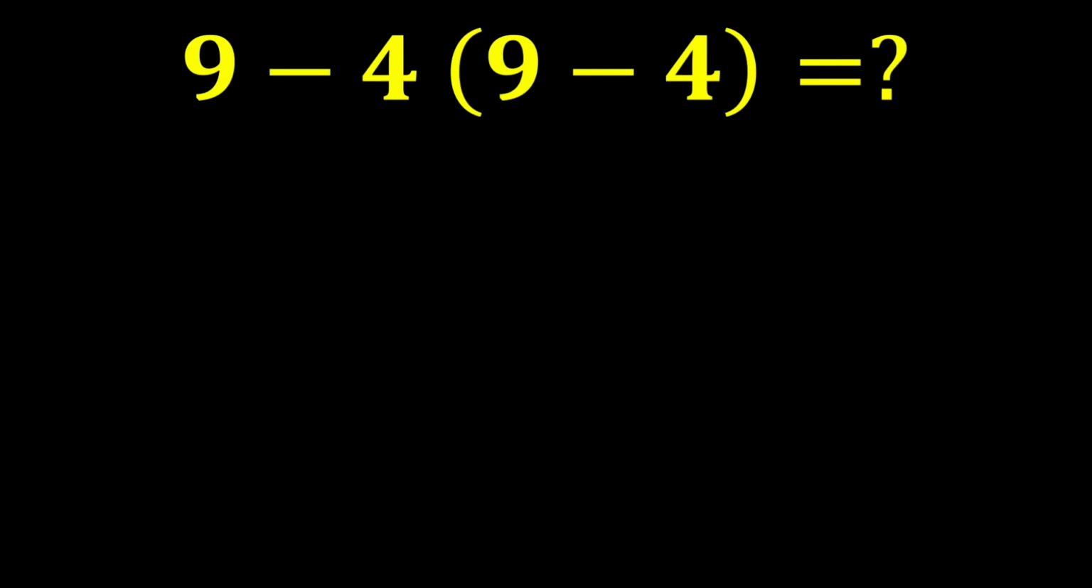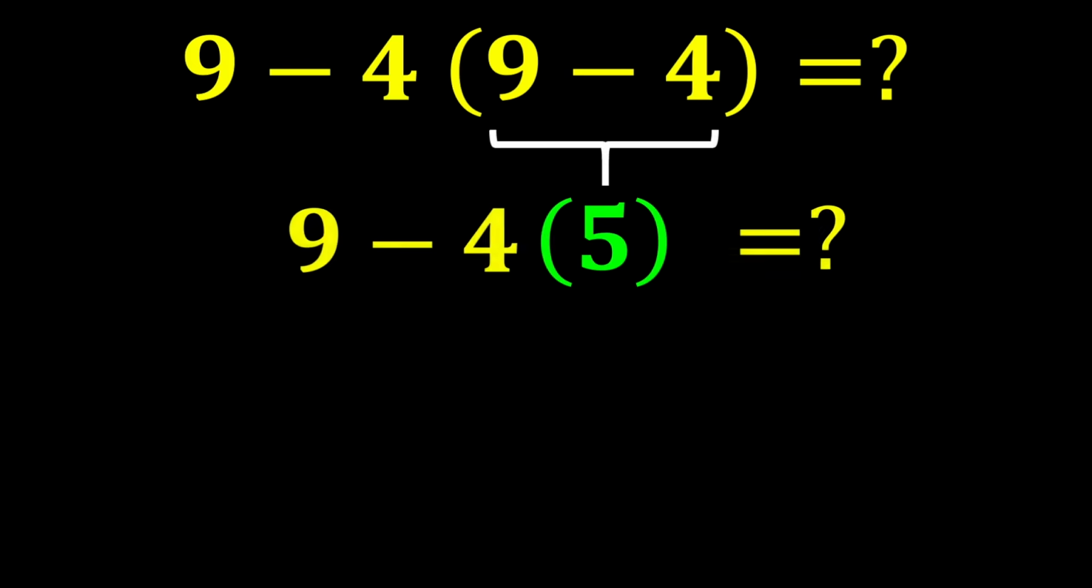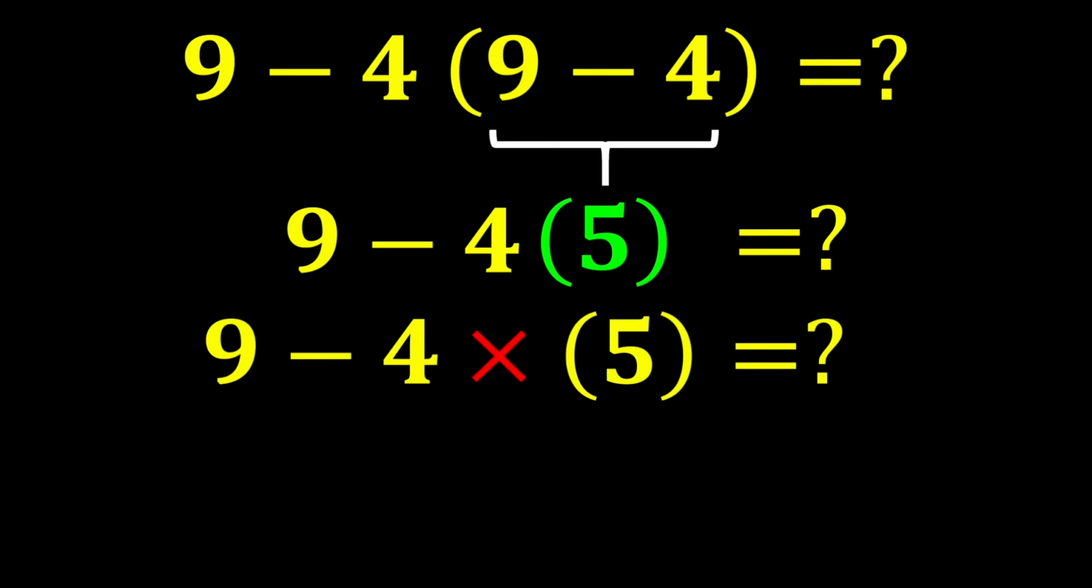9 minus 4 multiplied by 9 minus 4. According to PEMDAS, we first calculate what is inside the parentheses. 9 minus 4 gives us 5, so the expression becomes 9 minus 4 multiplied by 5. In mathematics, when a number is written next to parentheses, it means that the number is multiplied by the expression inside the parentheses. However, for simplicity, we usually do not write the multiplication sign.